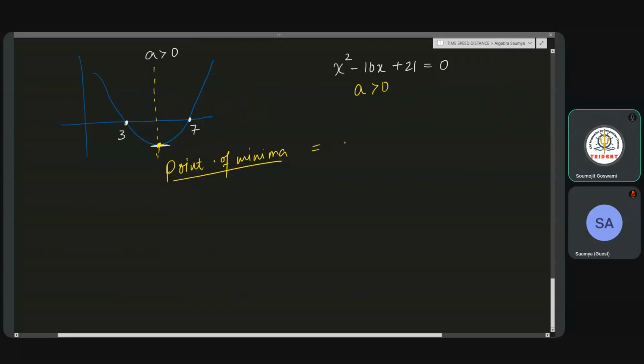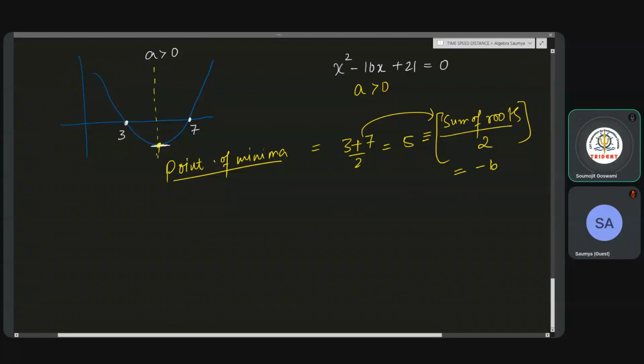That is going to be what? 3 plus 7 by 2. That is going to be nothing but 10 by 2, that is 5. So this is my point of minima. Sum of roots by 2. If I'm not digressing, then this is equal to minus b by 2a.